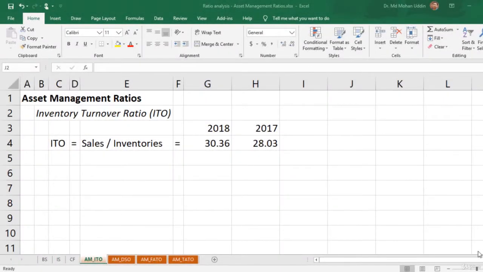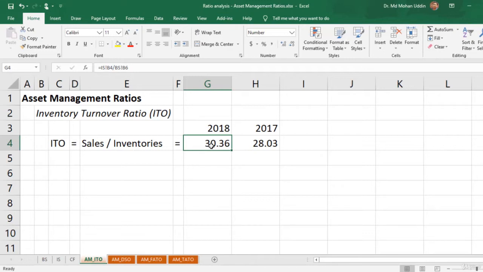The inventory turnover ratio is calculated as the ratio between sales and inventories. That means inventory turnover ratio is equal to sales divided by inventories. So when we get the inventory turnover ratio of 30.36, what does it mean? How can we interpret this result?